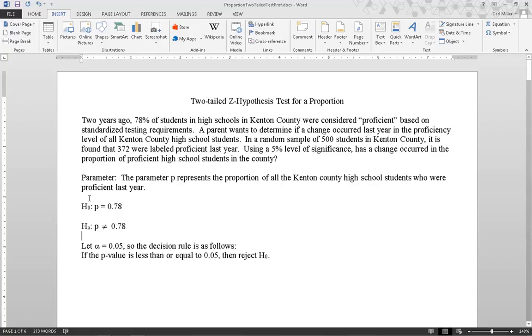We let alpha equal 0.05, so the decision rule is as follows. If the p-value is less than or equal to 0.05, then reject the null hypothesis.